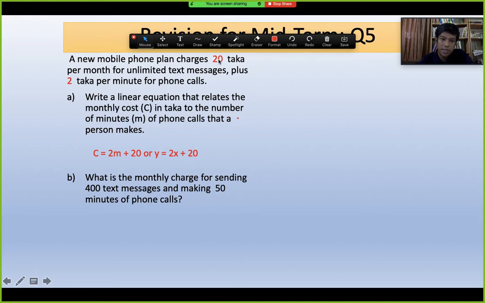So in this case, 20 taka is fixed money and 2 taka per minute, that's why 2m. M is the variable here, because you will notice m will change in the next question also. Although it looks like the number of text messages also changes, for unlimited text messages you have 20 taka, so we will not have to do anything with that 400. So this 20 will be fixed, but for 50 we will have to put 50 here.